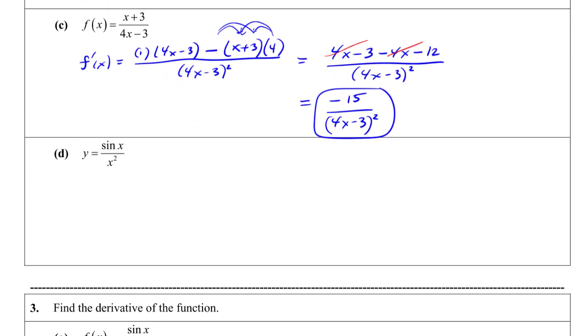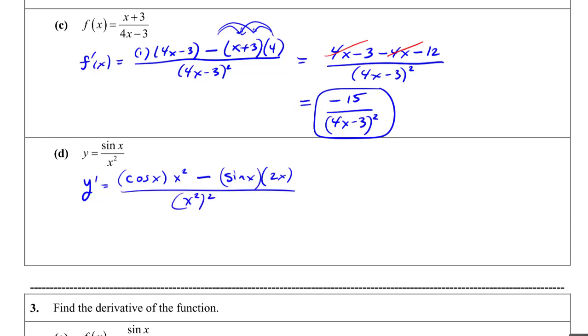Okay, here's another quotient, sine x over x squared. So y prime, derivative of the top is cosine x, times the bottom as it is, x squared, minus top as it is, sine x, times the derivative of the bottom, 2x, over the bottom, x squared squared. Okay, so I'm going to get x squared cosine x minus 2x sine x over x to the 4th.